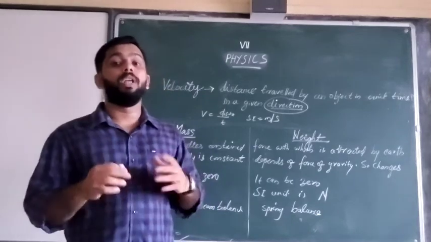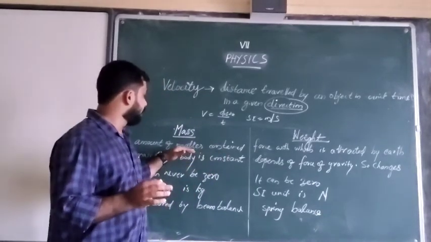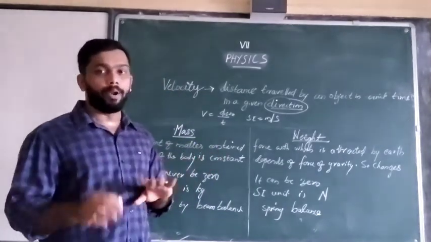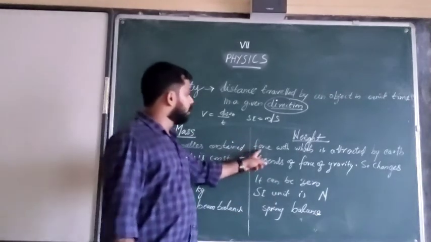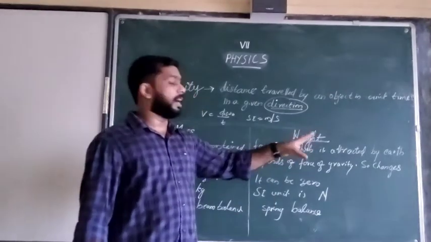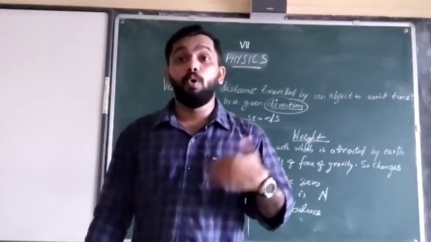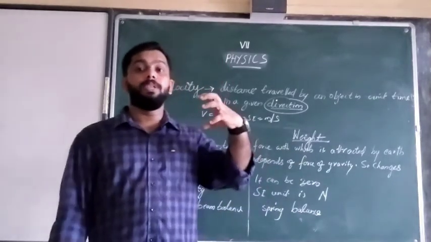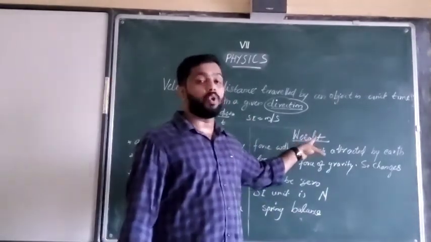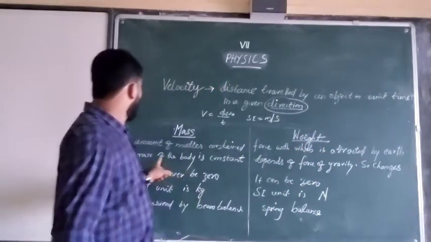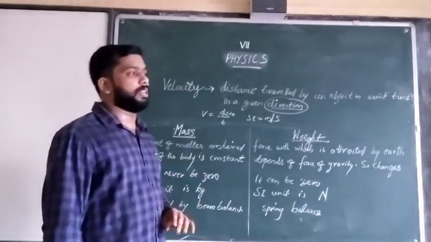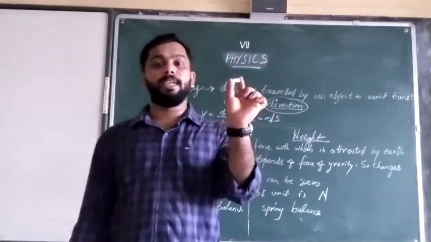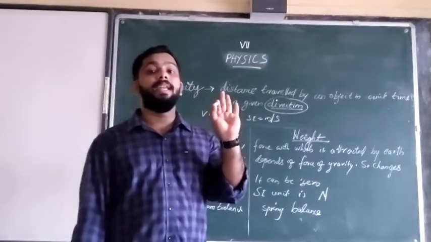So the mass of the body is the amount of matter contained in the body. Whereas weight is the force with which it is attracted by the earth, the amount of force by which that object is attracted by the earth. And the mass of the body is constant. That means if I keep this object without any damage, the mass will remain constant.